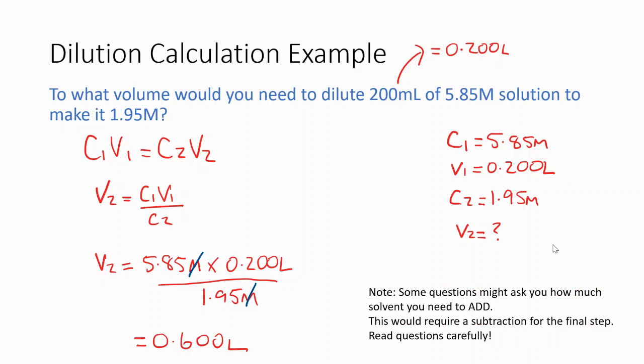Just note here, you need to read questions carefully. Some questions might ask you how much solvent you need to add. That would require a subtraction as an extra step at the end. So if you have 0.2 litres and you need your solution to be 0.6 litres, you would just subtract 0.2 from 0.6 to find out how much you need to add for your new volume.